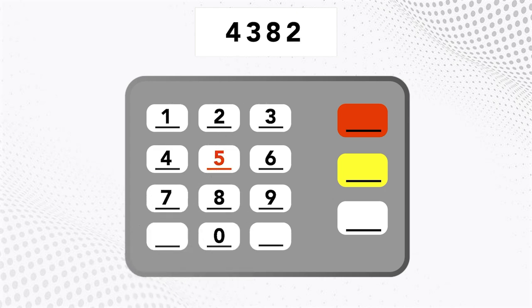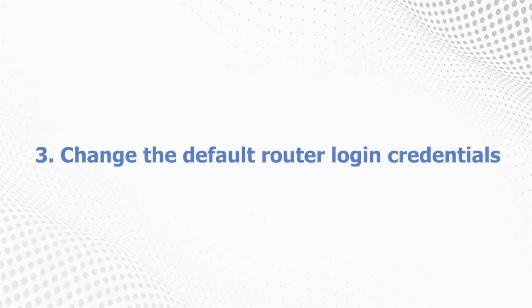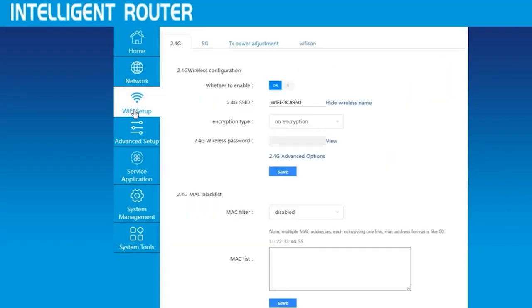Be sure to change your password every 6 months or so, or whenever you think your online security may be compromised. 3. Change the default router login credentials. As with password protecting your Wi-Fi network, you'll also want to prevent anyone from directly accessing your router settings. To do this, go ahead and change the router's administrator name and password.